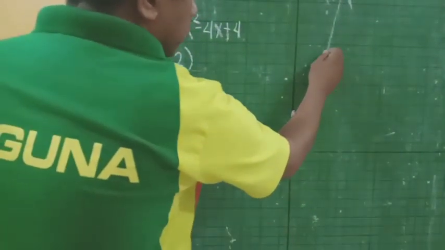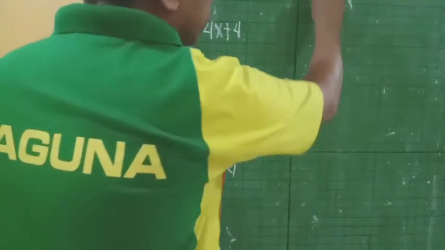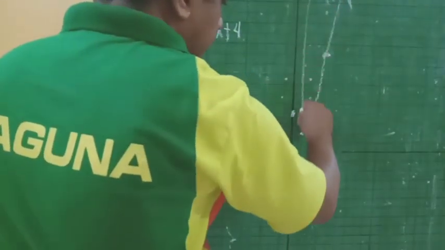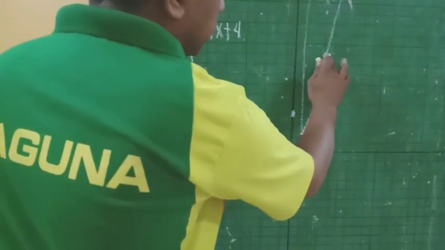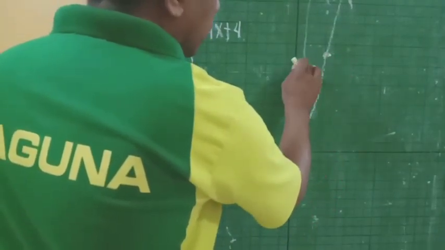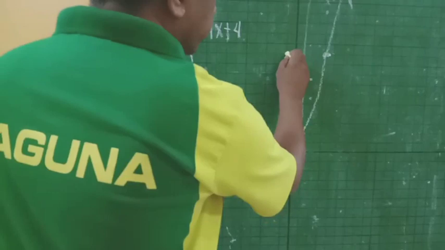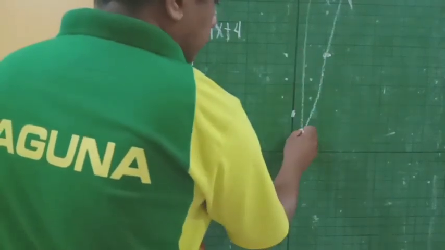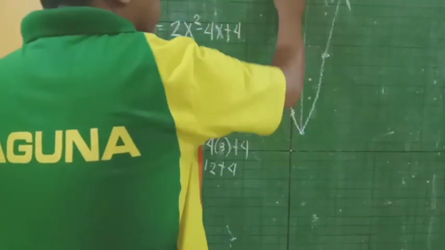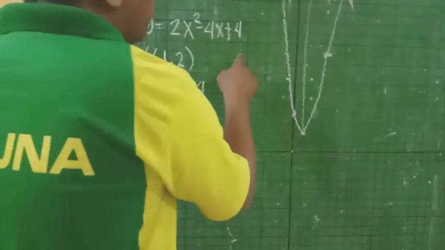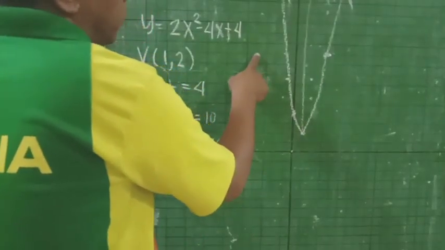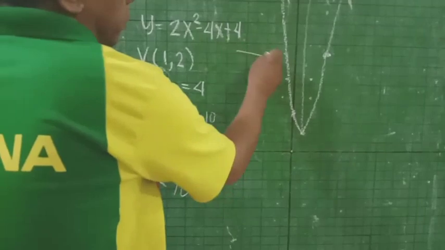Okay. So, axis of symmetry natin. Para at least may guide, bilang tayo. So, 1, 2 ang distance. So, we have 1, 2. So, plot natin. So, this is our graph of y equals 2x squared minus 4x plus 4.